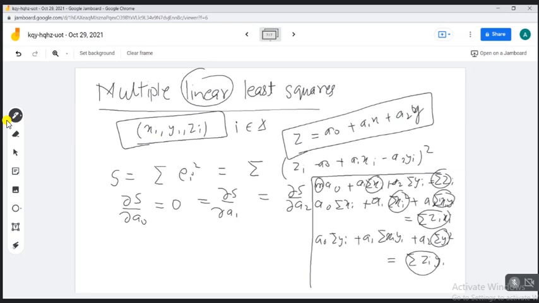Is that clear? So it requires a little more calculation, but the procedure is the same. Is that clear?